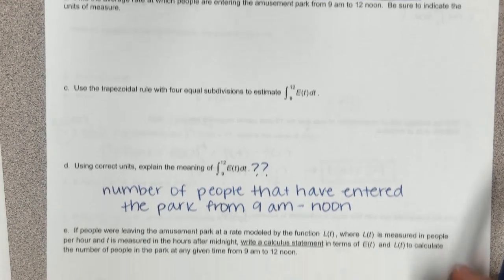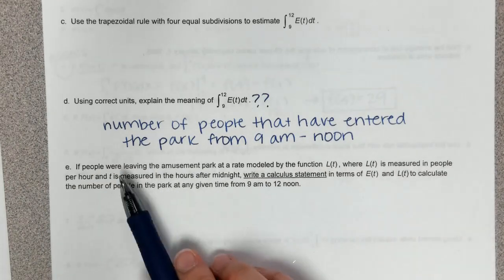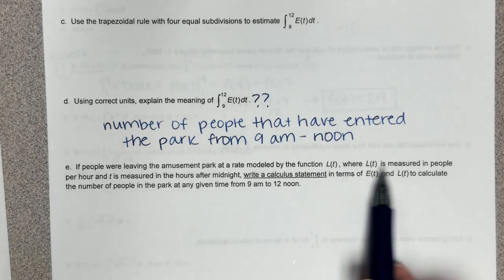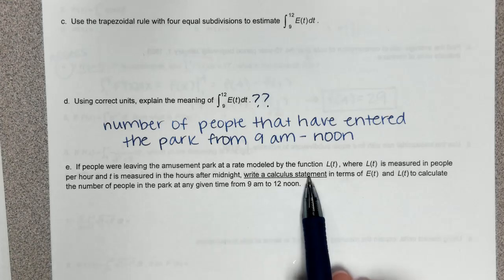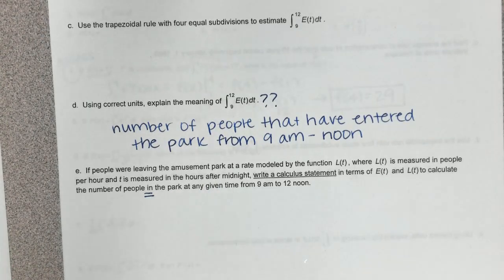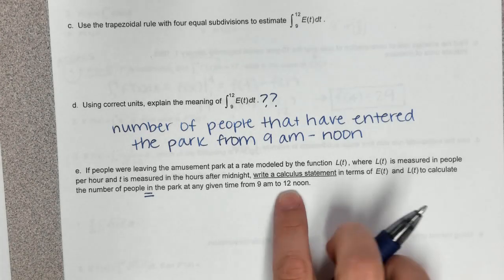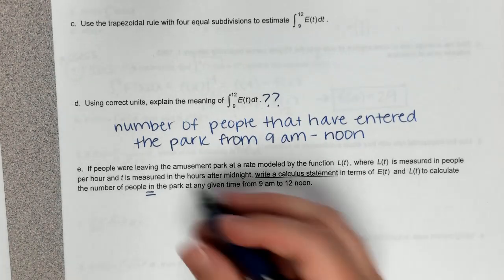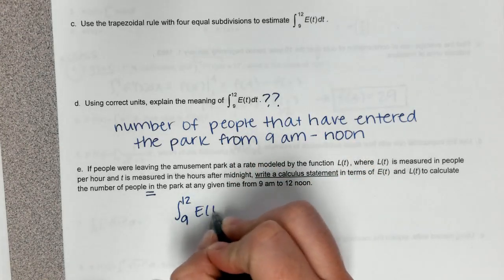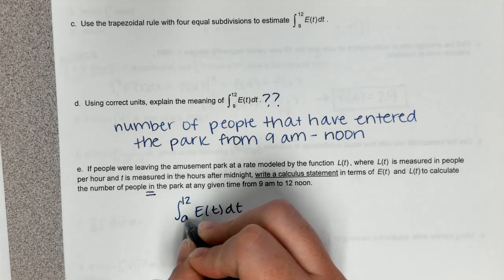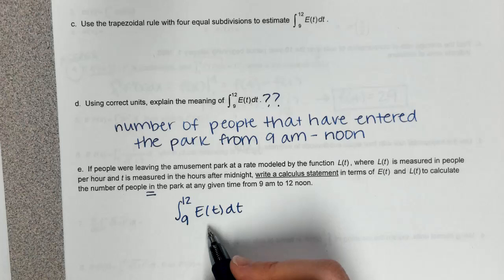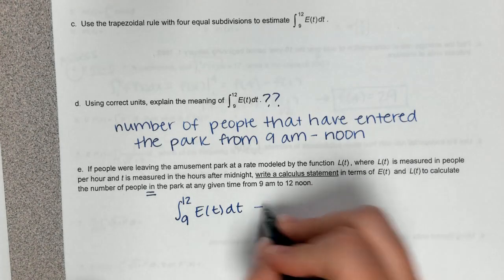Okay? Well, at the same rate that people are coming in, people are also leaving. If people were leaving the amusement park at a rate capital L of t, again, L of t is measured in people per hour, write a calculus statement in terms of E and L to calculate the number of people that are actually physically in the park at any given time from 9 to 12 noon. Well, we just said right here that if you take the integral of E from 9 to 12, that's the total number of people that have entered the park in the first 3 hours. But we have to take away all the people that have left.